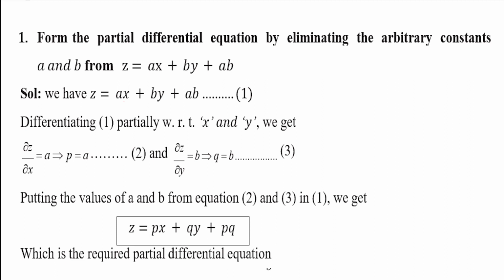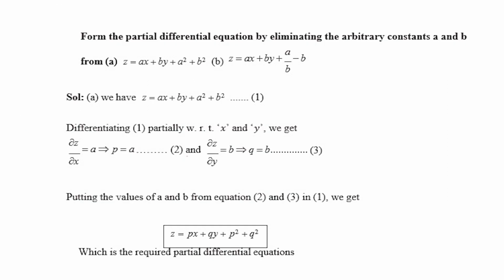Similarly, we differentiate partially with respect to y. In equation number 1 we get ∂z/∂y = b. Already we saw the notation ∂z/∂y = q, so q = b. We substitute the values p = a and q = b in equation number 1. Finally, we get z = px + qy + pq. This is the required partial differential equation.